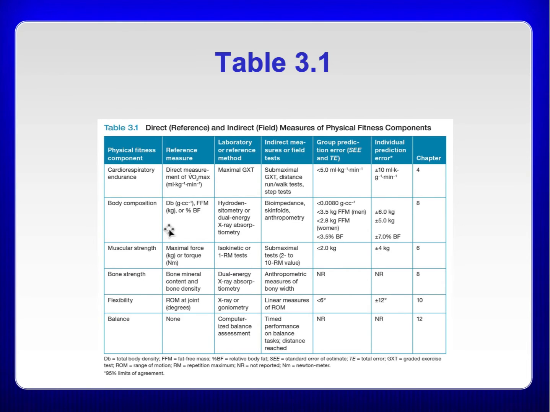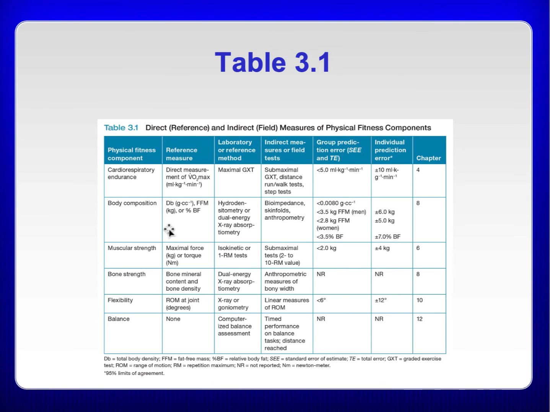Strength measures, 1 repetition max is the standard there. You can also complete submaximal tests, typically 2 to 5. They list 2 to 10 in the text, but those are usually fairly good. Even if you don't complete it perfectly, if you complete it pre and post and you complete the methods the same way both times, then you should be able to see changes from one time to the next. Bone strength, that's really dual X-ray absorptiometry or DEXA. We typically don't do that too much in our settings.